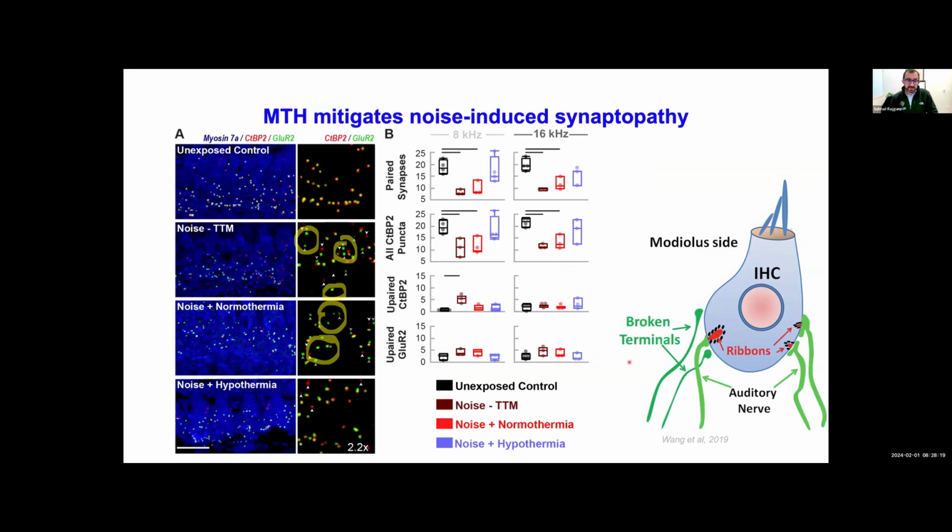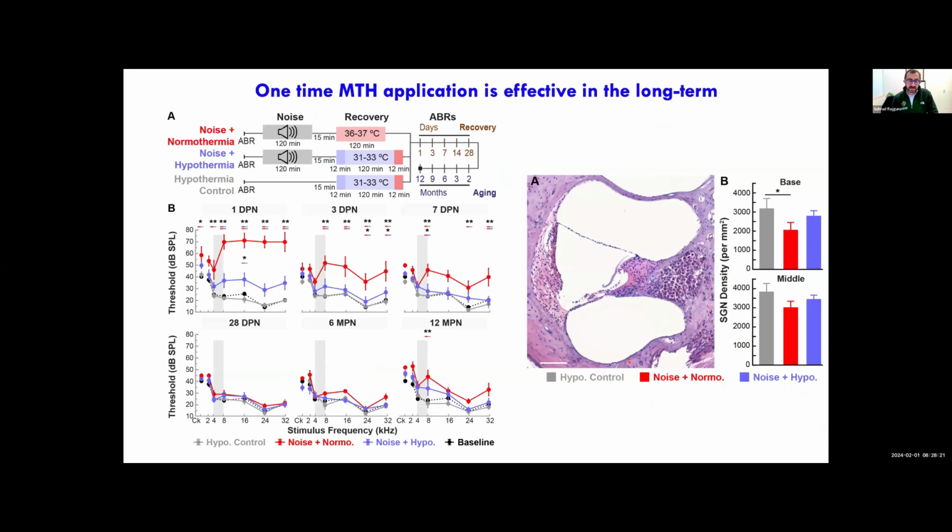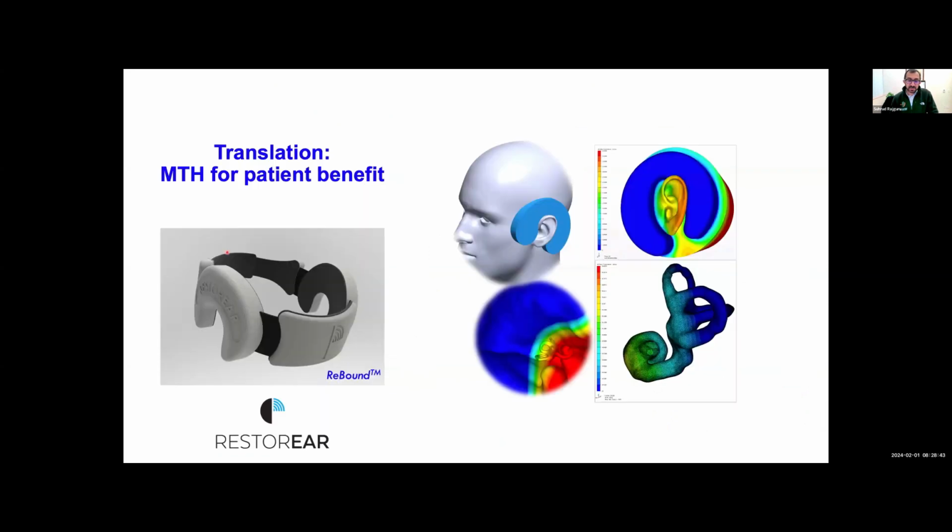We just published all of this in some of the leading journals to show that this effect is true not only in one group of animals, but in multiple groups of animals. It also protects those spiral ganglion neurons. And that one-time cooling after the noise exposure continues to protect for up to 12 months, right? So this is really exciting stuff.